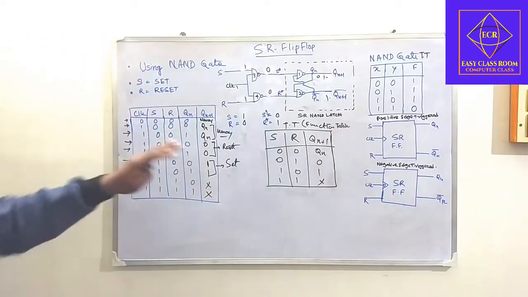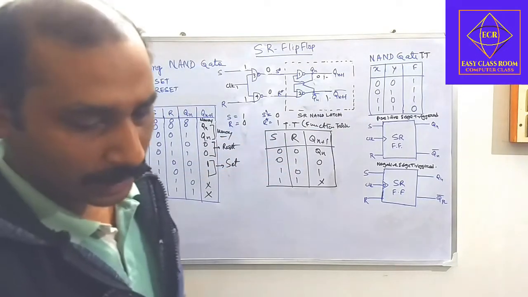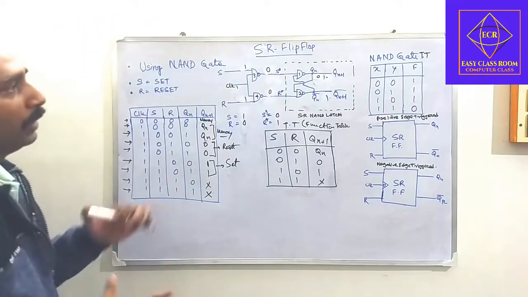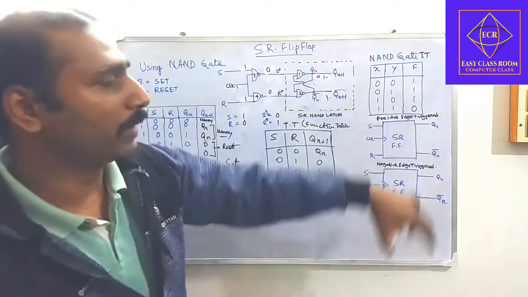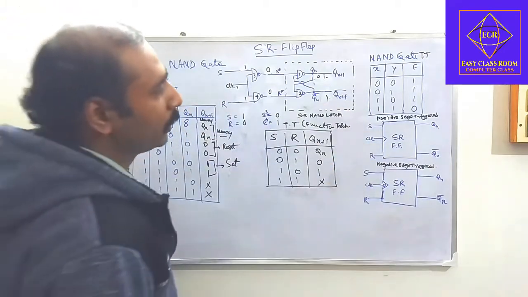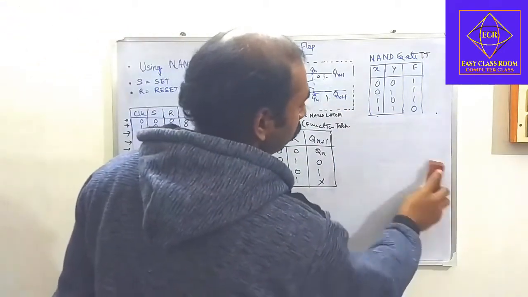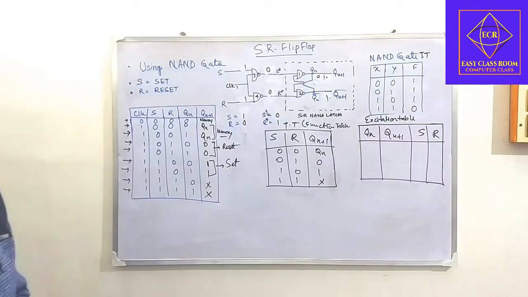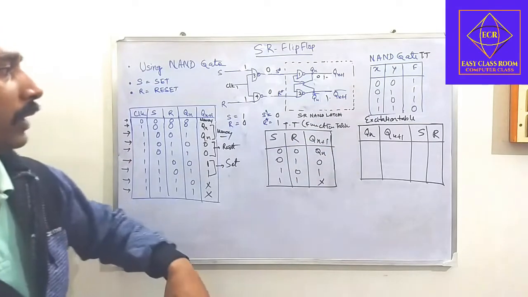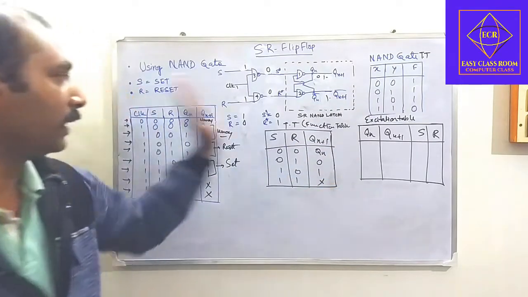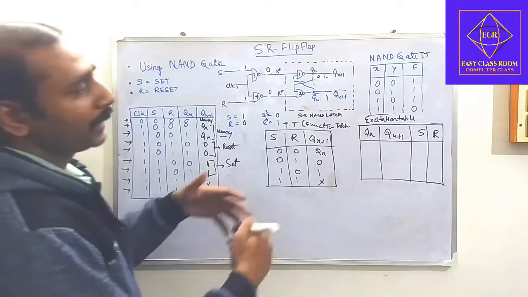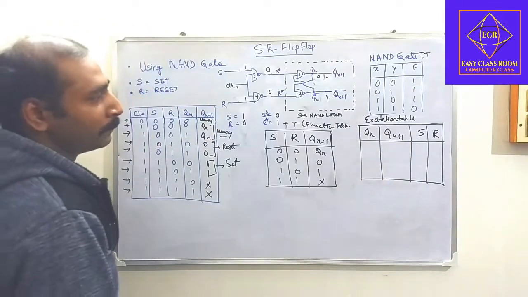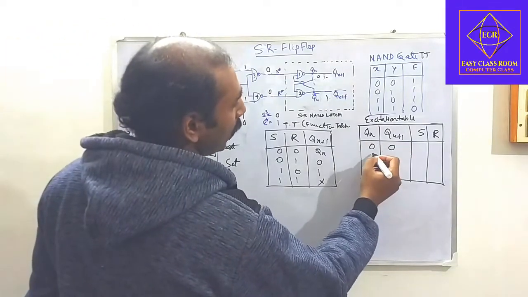Okay, from these two what we can get is the excitation table. Now what is an excitation table? It actually works if we are converting one flip-flop to another flip-flop. So the excitation table could be like this. This excitation table is nothing but the backward process of this entire thing. So what is the backward process? This is actually speculation: if we are getting this output, what could be the input, right? So these things go like this.